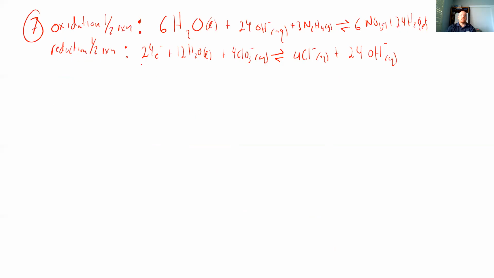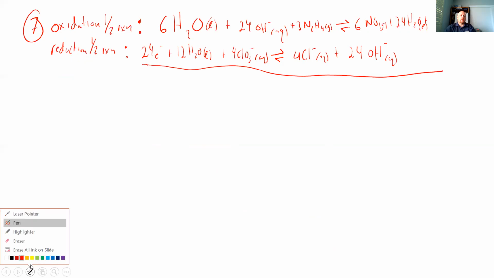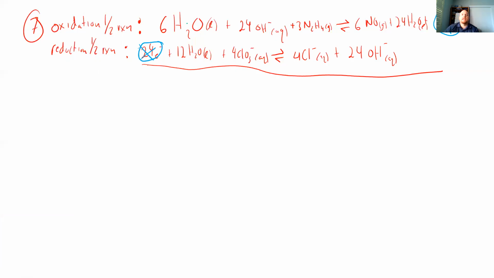Okay, so let's put these together, but let's simplify this a little bit first. All right, so we'll start with blue. Let's get rid of our electrons. 24 electrons and 24 electrons if I did this properly. And we'll go to green. So let's look at waters. I've got 6 waters on the reactant side here and another 24 on the product side here. So this I can actually already change to 18 and get rid of these ones.